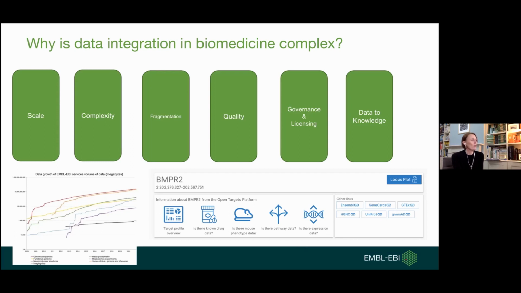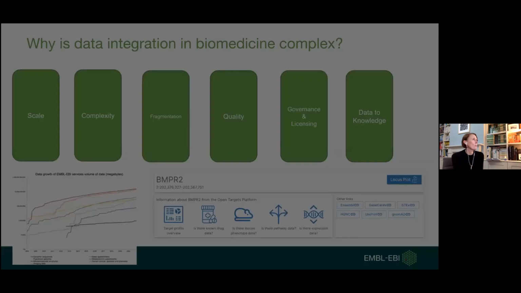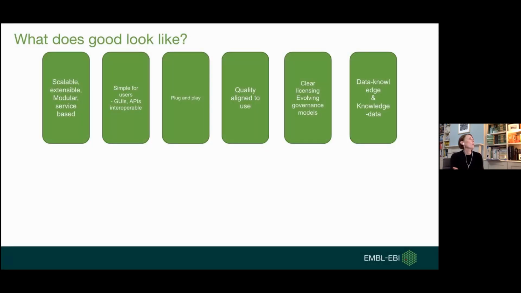We've got a couple of examples here of how things need to be integrated to analyze data or to test hypotheses. But that raises the question, what does good look like? This is what I think good looks like in terms of the experience with the data resources we work on. Those data resources should be scalable, extensible, modular, and service-based. I live in a world where I'm judged by whether the 200,000 unique users a year of the GWAS Catalog can access the data in real time.